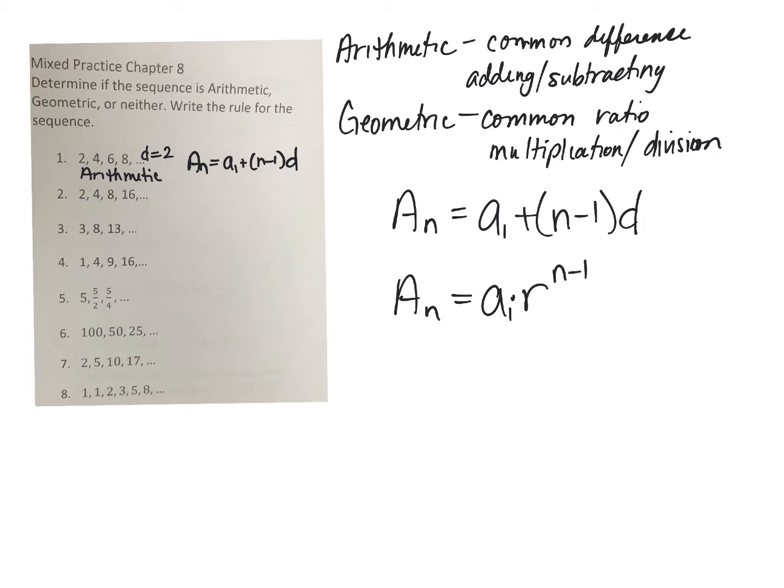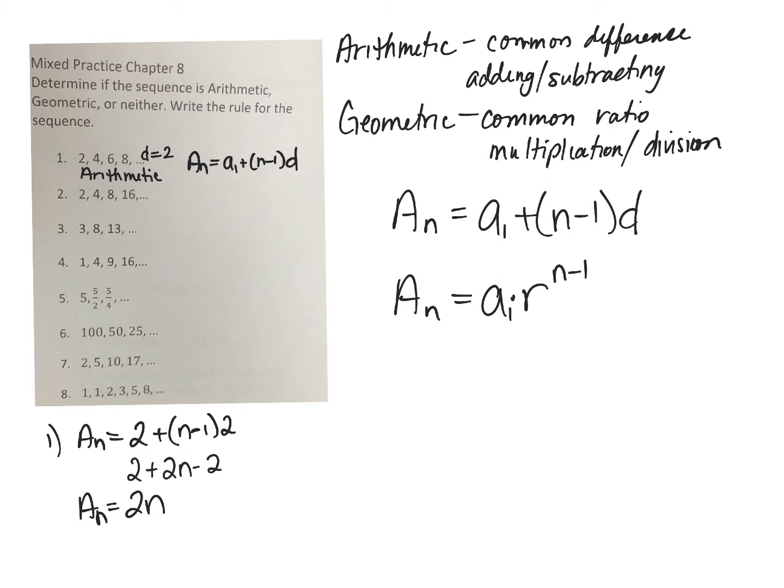So to do number 1, an equals a1, which is 2, plus n minus 1. When we write the rule, n is a variable and d is 2. So 2 plus 2n minus 2. You have to distribute and simplify. An equals 2n for number 1.